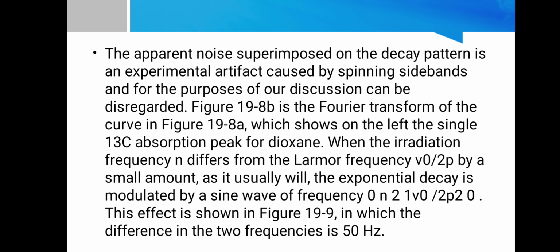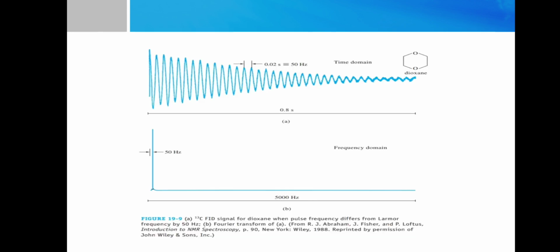This effect is shown in figure 19.9, in which the difference in the two frequencies is 50 Hz. So this is the figure that is trying to show the 13C FID signal for dioxane when the pulse frequency differs from the Larmor frequency by 50 Hz. The B segment shows the Fourier transform of A. So this was the description of the previous material.